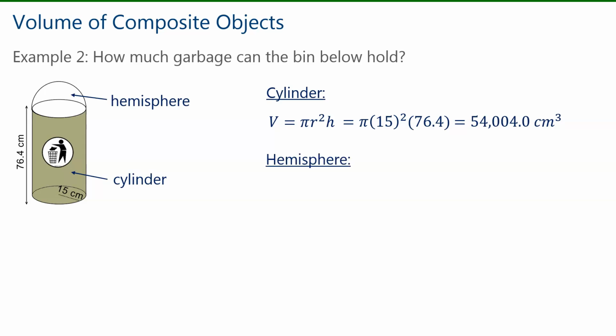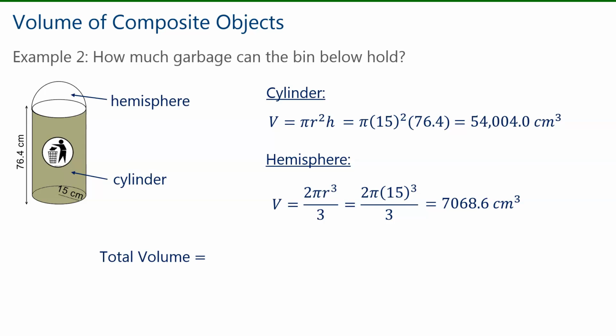Now let's do the hemisphere. That formula is 2 pi r cubed over 3. Now the radius of the hemisphere is going to be the same as the radius of the cylinder since it sits perfectly on top, so that would be 15 as well. So now when you multiply 2 with pi and 15 cubed and then divide by 3, you should get a volume of 7,068.6 cubic centimeters.